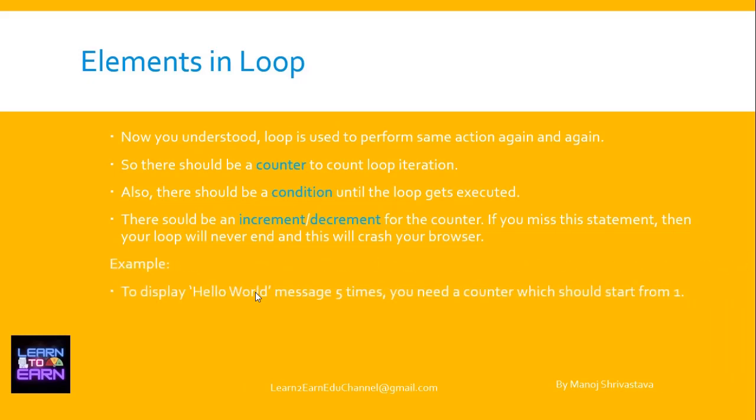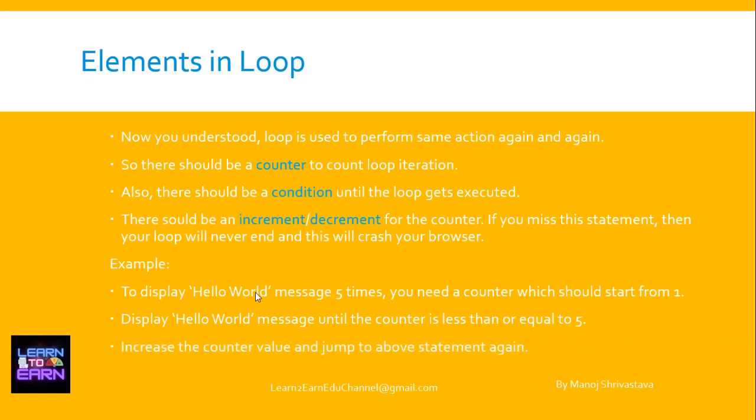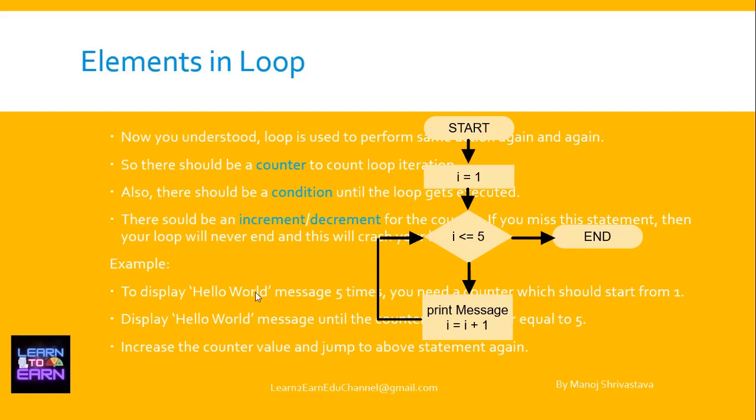Example: to display a hello world message 5 times, you need a counter which should start from 1. You can start it from anywhere, but we will start it from 1. Display the hello world message until the counter is less than or equal to 5. Increase the counter value and jump to the above statement again. So this will create a loop. Until the counter becomes greater than 5, this loop will execute and display the hello world message.